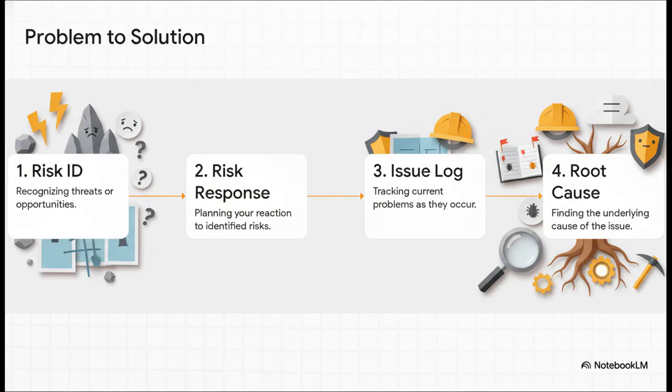So this shows the logical flow for handling problems. You start by identifying risks. These are potential problems that could happen. Now, when a risk actually happens, it becomes an issue, a problem that's happening right now, which you track in an issue log. But you don't just fix the symptom. You do a root cause analysis to figure out why it happened in the first place.